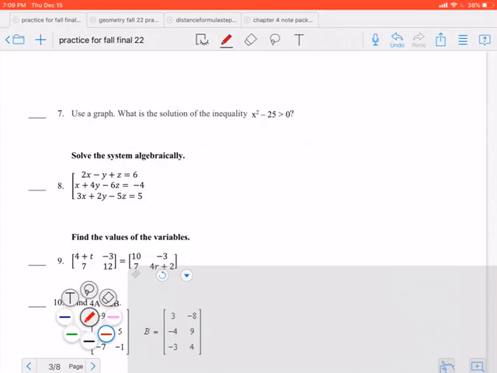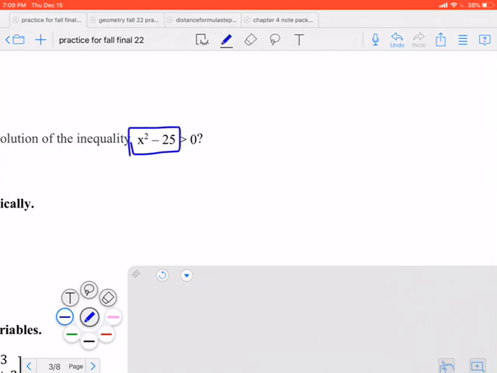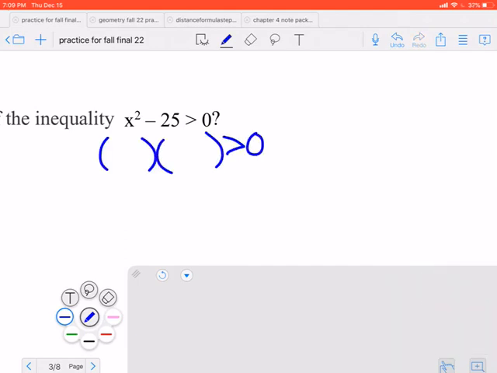Number 7, use a graph. What is the solution of the inequality x squared minus 25 is greater than 0? All right. This is a quadratic expression. And I'm noticing it's the difference of squares also. So if I were to factor it, remember that factoring a quadratic tells us the roots, the zeros of the graph. And this would be x plus 5 times x minus 5.